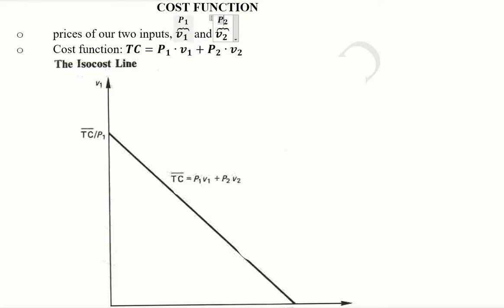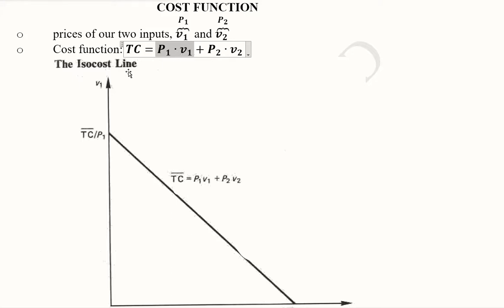And if we have all of these four values, we can construct the cost function, that is total cost is equal to the sum of the products of the prices and the quantities of the multiple inputs that we are using. Here we are assuming that there are two inputs.